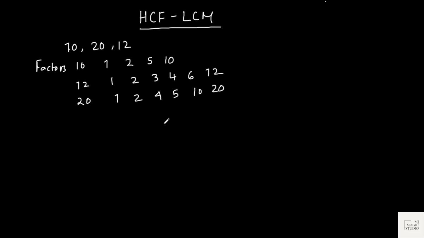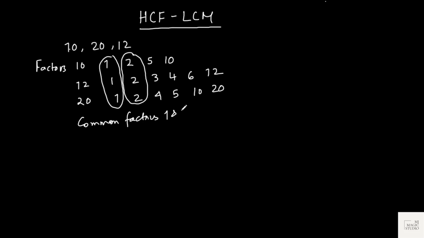Now in these sets of factors, we see that 1 is common, obviously 1 would be common with all numbers. 2 is common and no other factor is common. So common factors for these three numbers are 1 and 2, out of which the highest common factor is 2. That is what we mean by HCF.